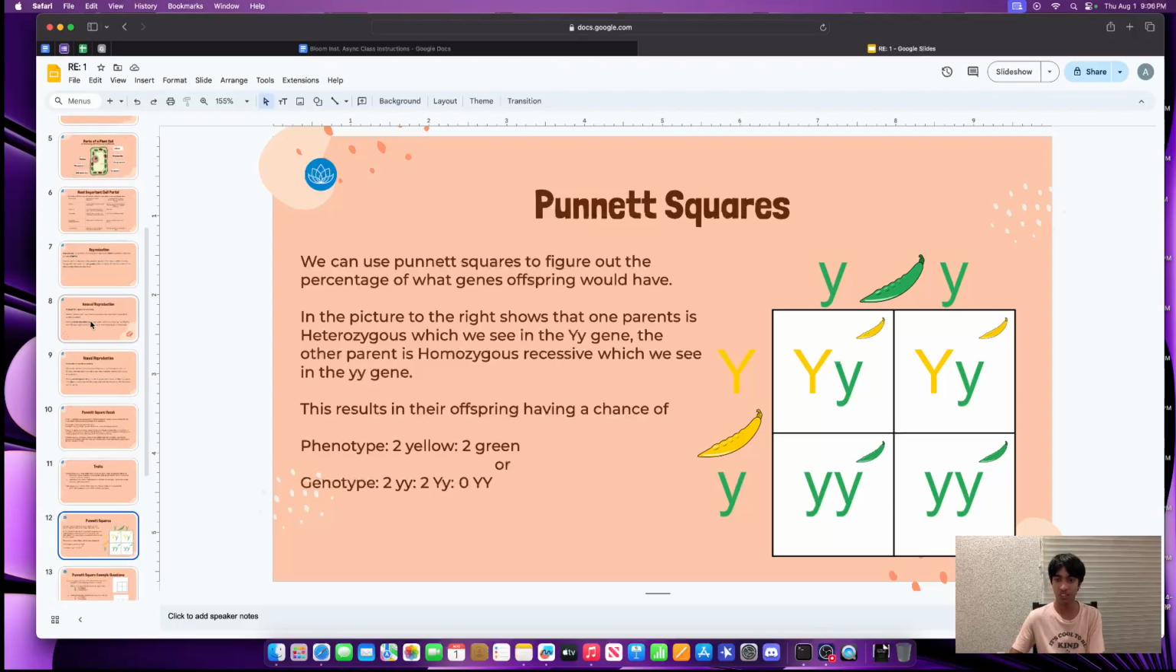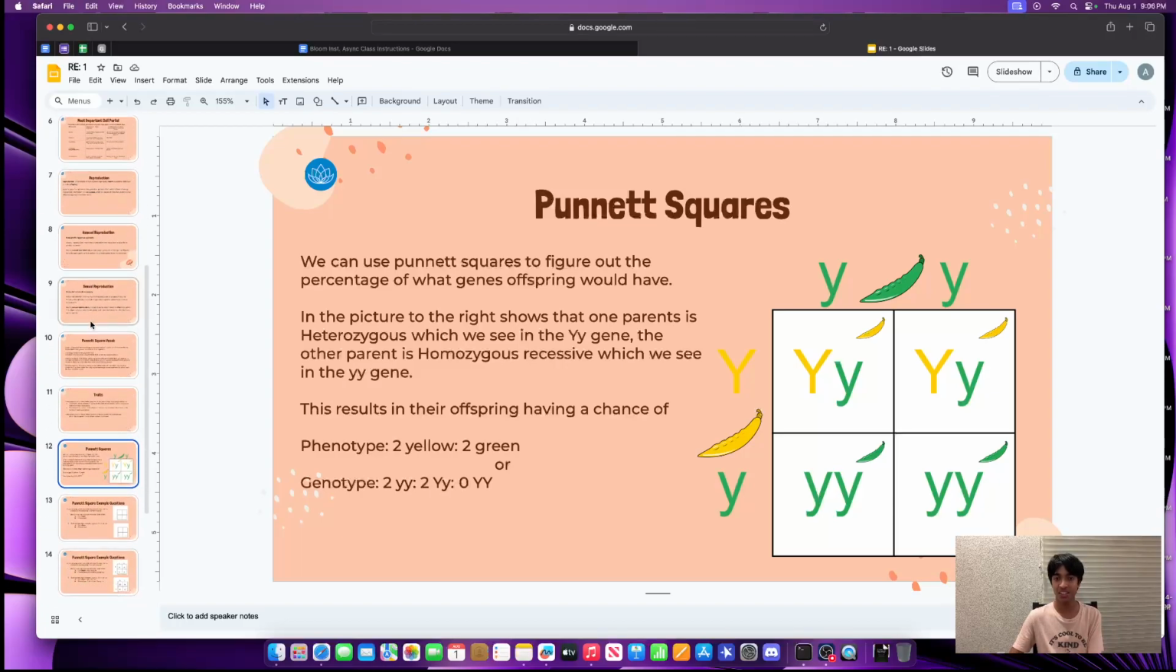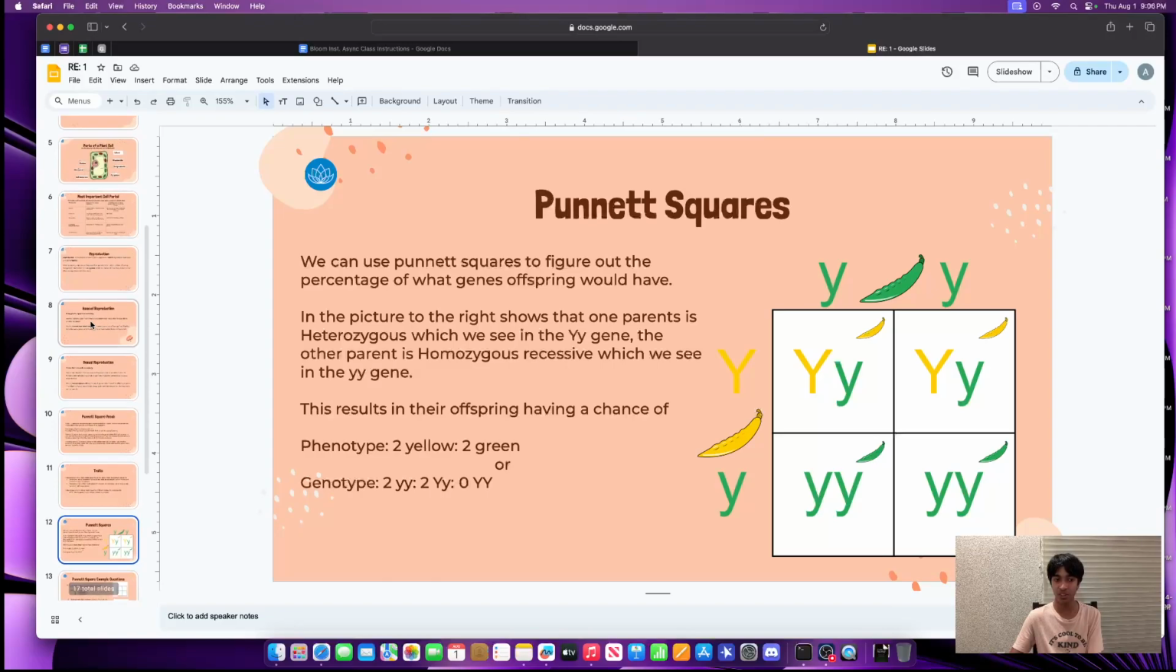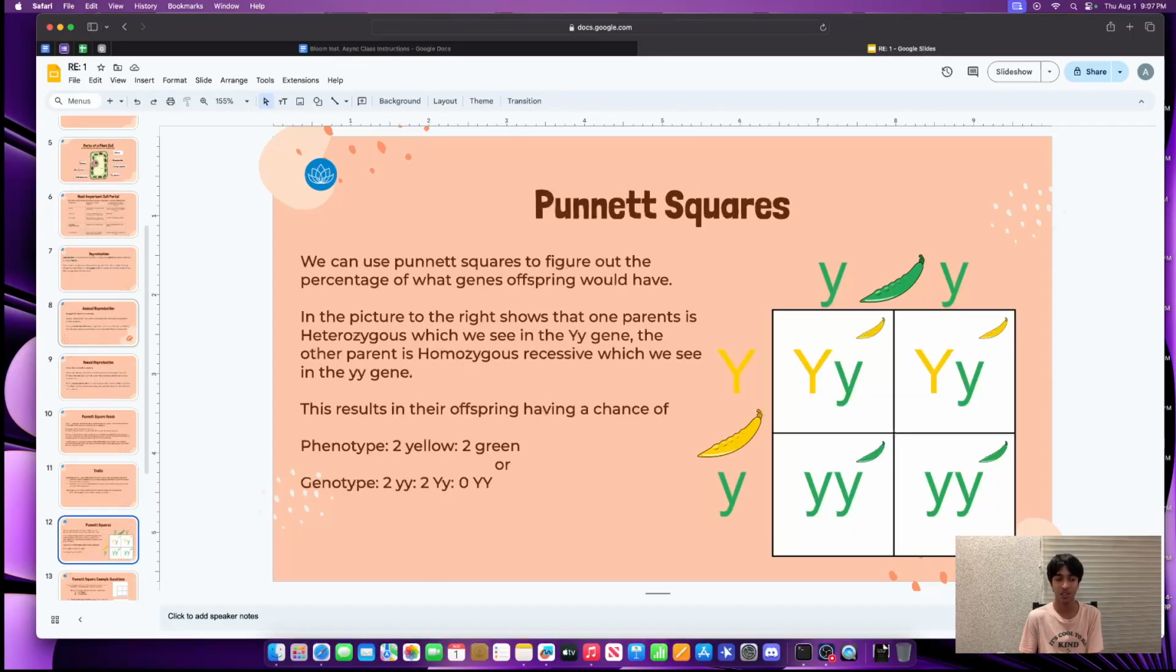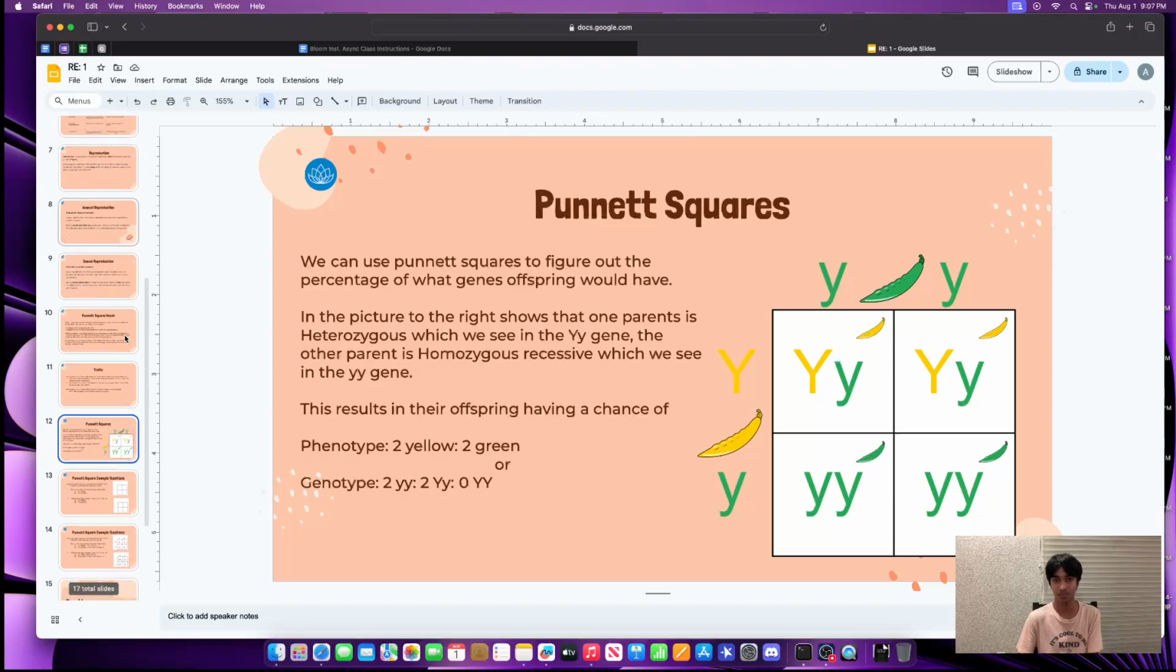So we can see that the uppercase allele, or the dominant allele, is more powerful and has more of an impact on the genetic expression of the organism than the lowercase one, because of its higher percentage of how it can create those traits.